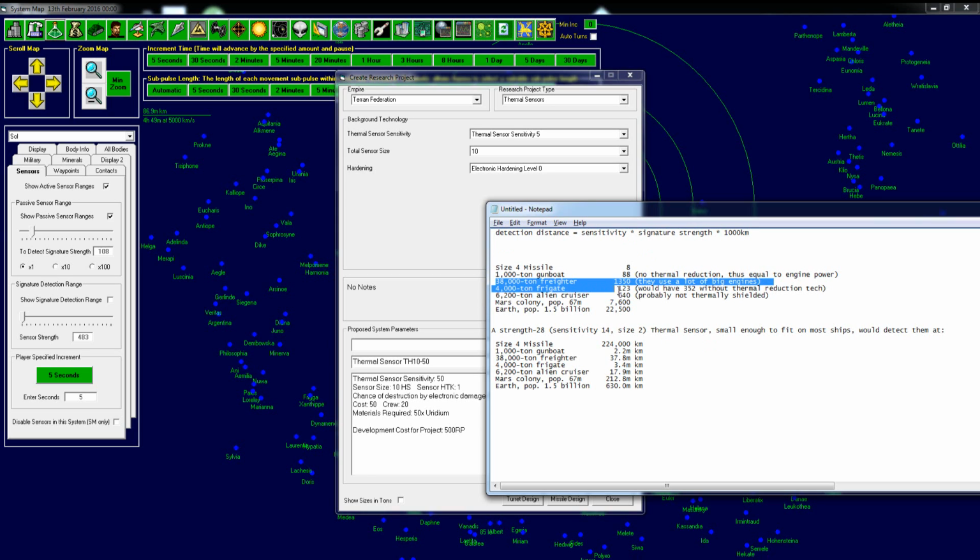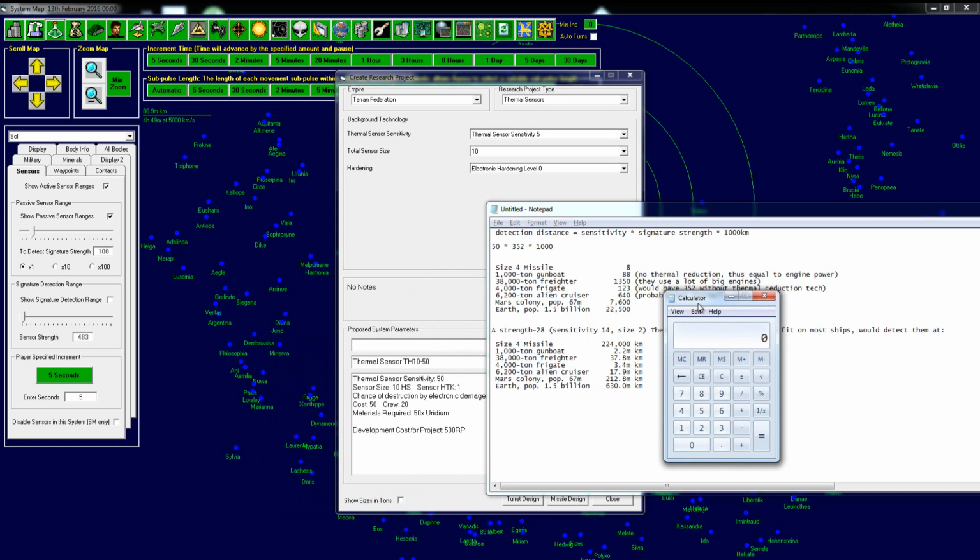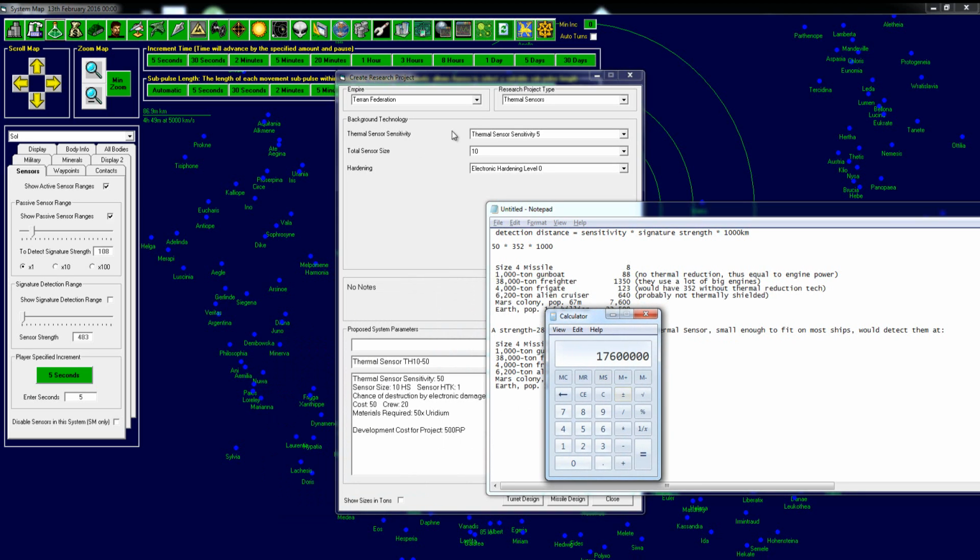a 4,000 ton frigate. The estimated signature here for thermal is 123, and it would have 352 without thermal reduction tech. Okay, let's go with 352. It's a starting enemy frigate, okay? So it has a signature of 352. So you get sensitivity of 50 times 352 times 1,000 kilometers. Now we're going to get our calculator here to help with this. And here, 50 times 352 times 1,000. That gives you the idea that you would detect a ship like this with your passive thermal sensor at 17,600,000 kilometers. So that's a decent outcome.